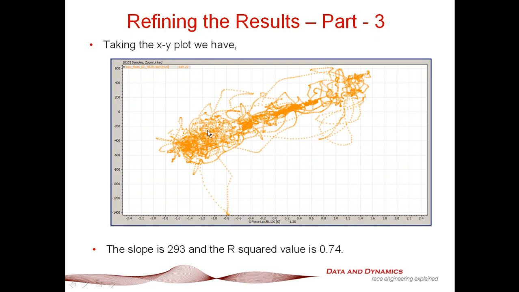When I exported that out into Excel and did a curve fit, the slope was 293, so it hadn't changed that much from what we had when we'd filtered the yaw moment signal at 4 Hertz. But this time the R squared value went from 0.55 to 0.74. That shows us very, very clearly that we're onto something really, really good.